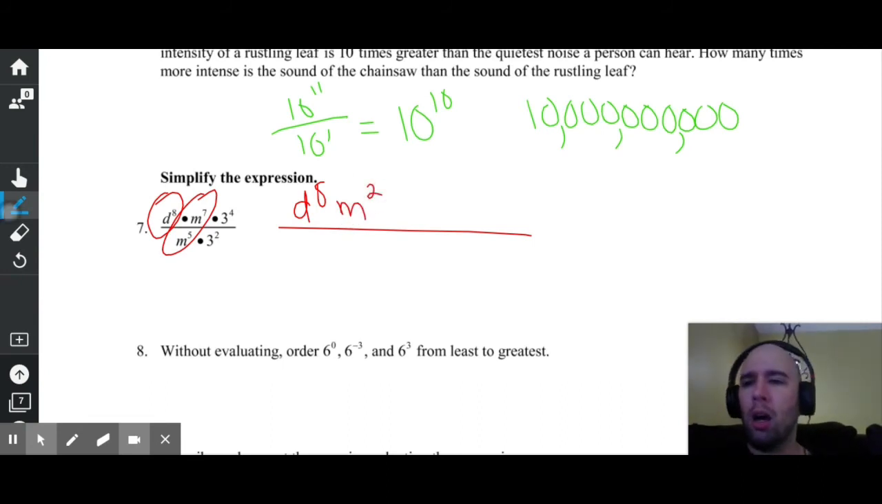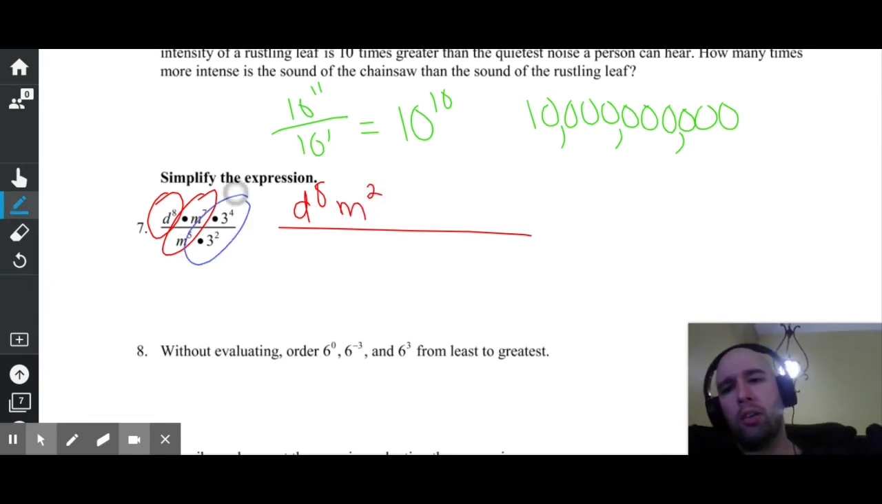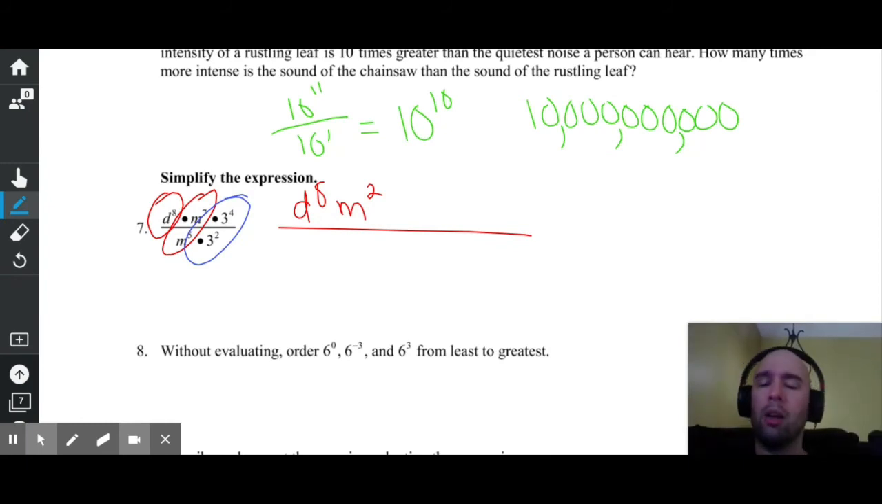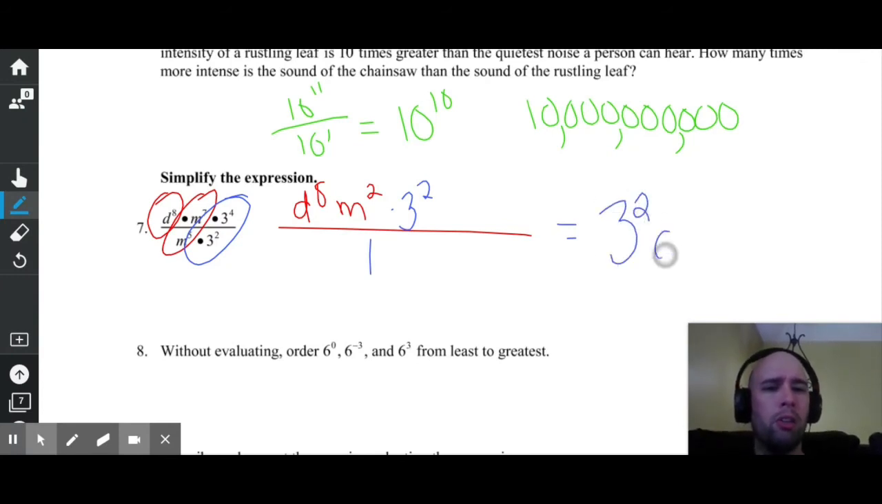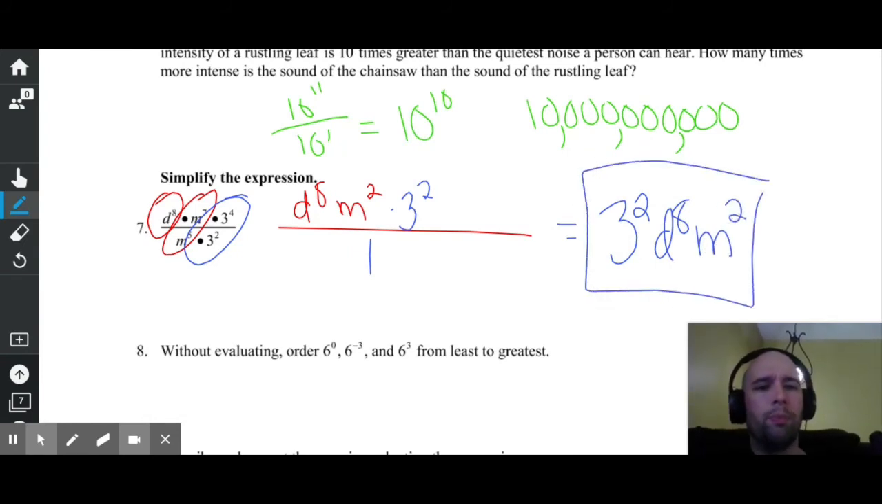3 to the 4th over 3 squared. Which 3 is more powerful? The top. By how many? 2, baby. So I'm going to rewrite it because there's nothing on the bottom, which means the bottom is useless. I like putting my number first. D to the 8th, M squared. There you have it.